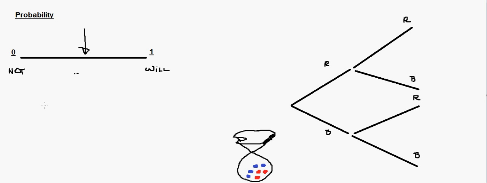So if we had a coin and we spun the coin, as I said before, we only have 2 outcomes. It can come up heads or it can come up tails. So the probability of it coming up heads would be 1 in 2, a half. The probability of it coming up tails, again, 1 in 2.